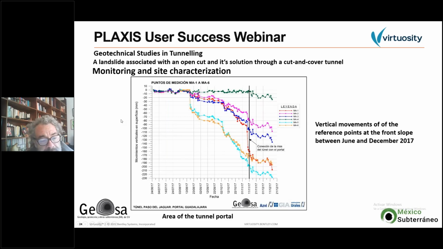This is the graphic of the vertical movement of some reference points at the surface, and they belong to the period of June to September of 2017. And you can see also this magnitude of the vertical component was very considerable. And this line corresponds to the time when the tunnel connected with the portal. It was a breakthrough. I will talk about it later, but this is very important information.